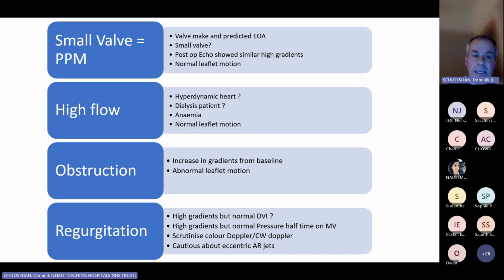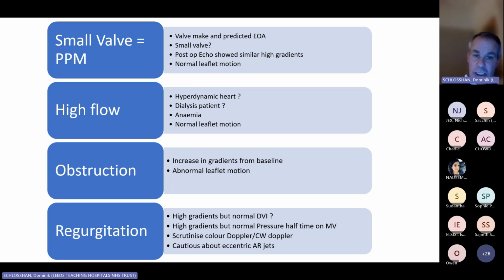So generally speaking, you can have mostly 4 outcomes. You have a small valve, and it can often be PPM. Look at the predicted effective orifice area. Look at the post-operative echo. Were the gradients high post-operatively, and have they changed significantly? If they were high post-operatively, it's likely to be PPM. And if the leaflet motion is proven normal, it's usually PPM.